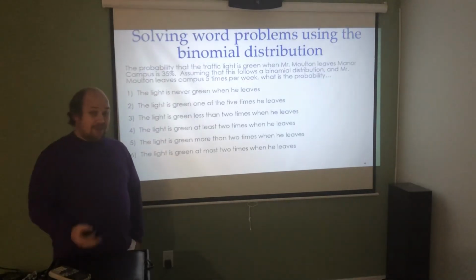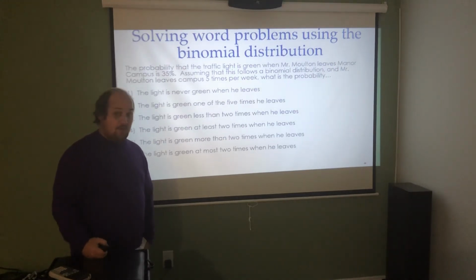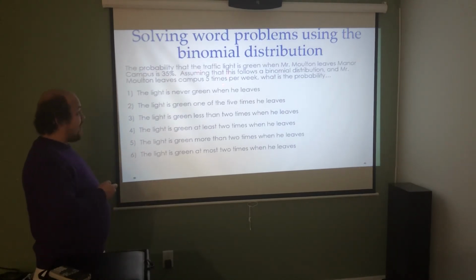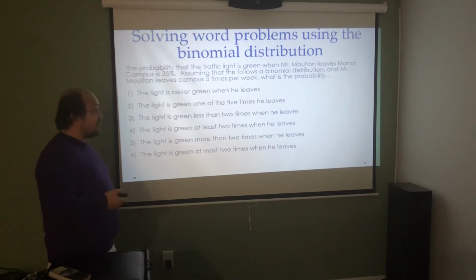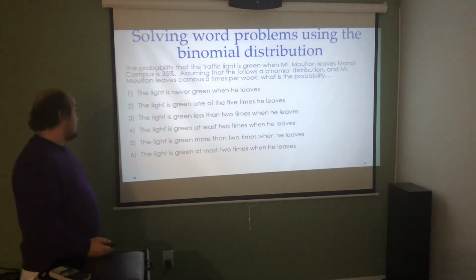Word problems are probably the trickiest thing to do with these, but it's definitely something that you're going to need to be prepared for. The word problem I've created here is from back when I was driving to campus. The probability that the traffic light is green when Mr. Moulton leaves Manor campus is 35%. Assuming this follows a binomial distribution and Mr. Moulton leaves campus 5 times per week, what's the probability?